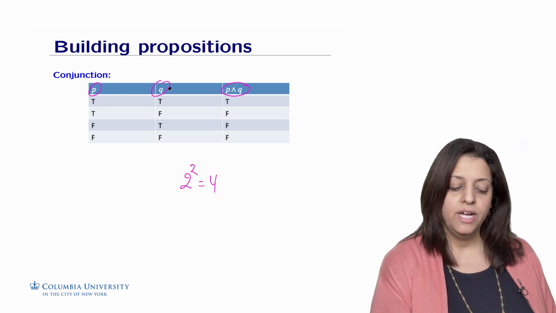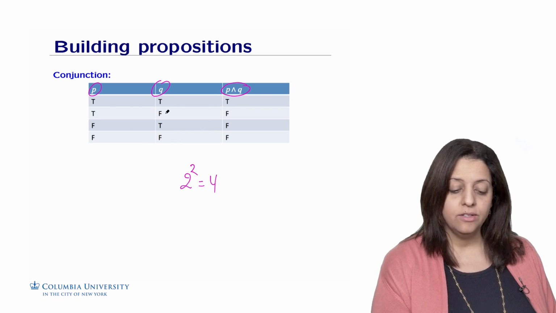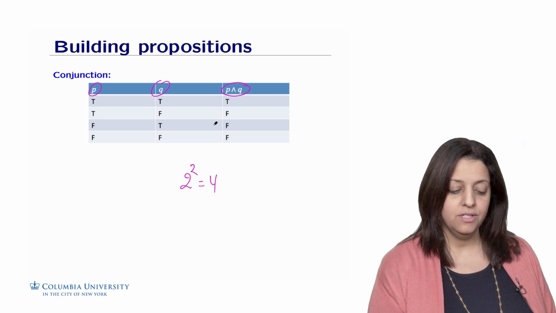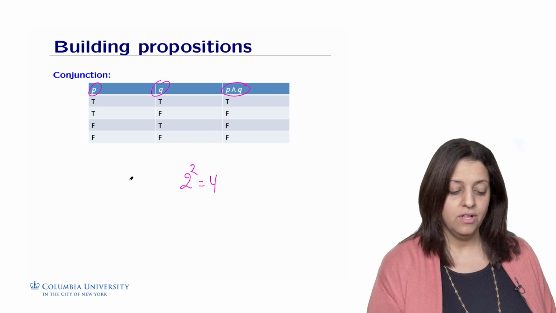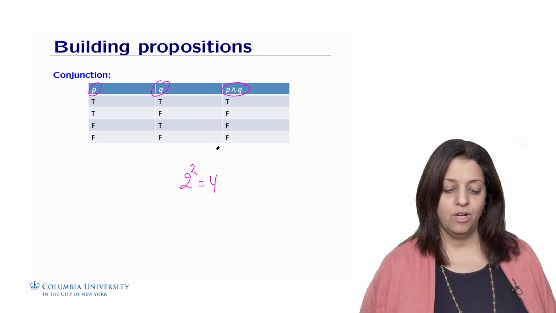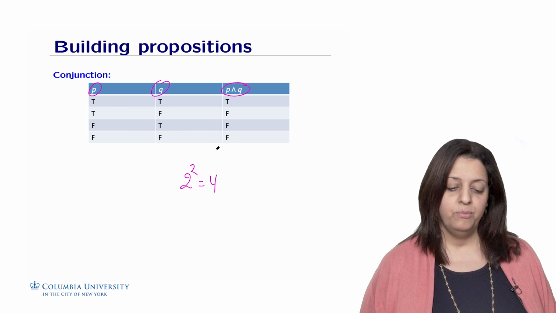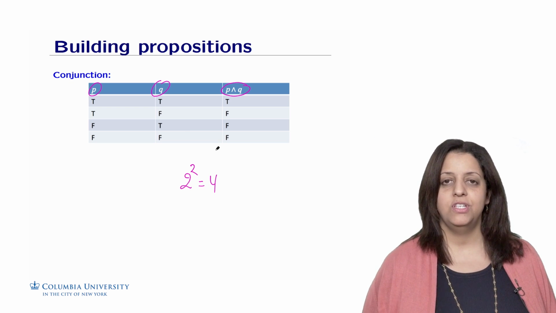If P is true and Q is true, then the compound is true. If P is true and Q is false, then the compound is false. If P is false and Q is true, then the compound is false. If P is false and Q is false, then the compound is false. In other words, the conjunction P and Q is true only when both propositions are true at the same time.